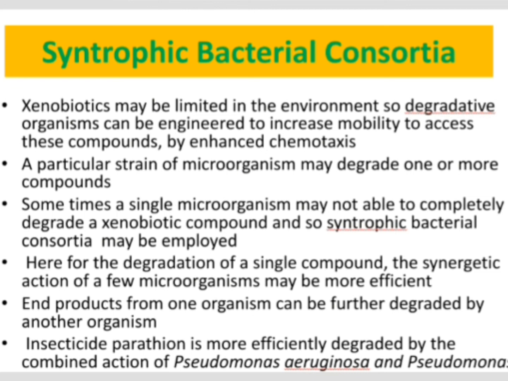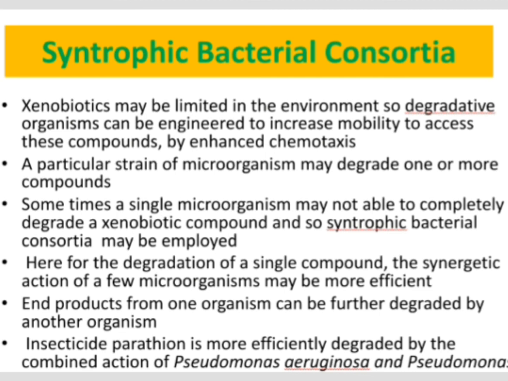Here, the end product from one microorganism can be further degraded by another microorganism. The end product from one microorganism may still be a pollutant, but that microorganism cannot degrade it further, but it can be further degraded into simpler compounds or less toxic forms by another group of bacteria. So, the end product from one bacteria can be converted into a less toxic compound by another group of bacteria that is living in association with the first group.